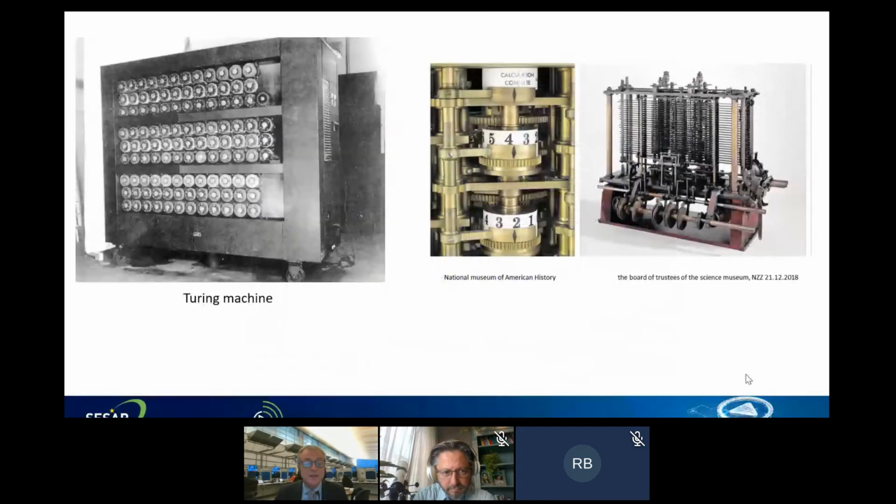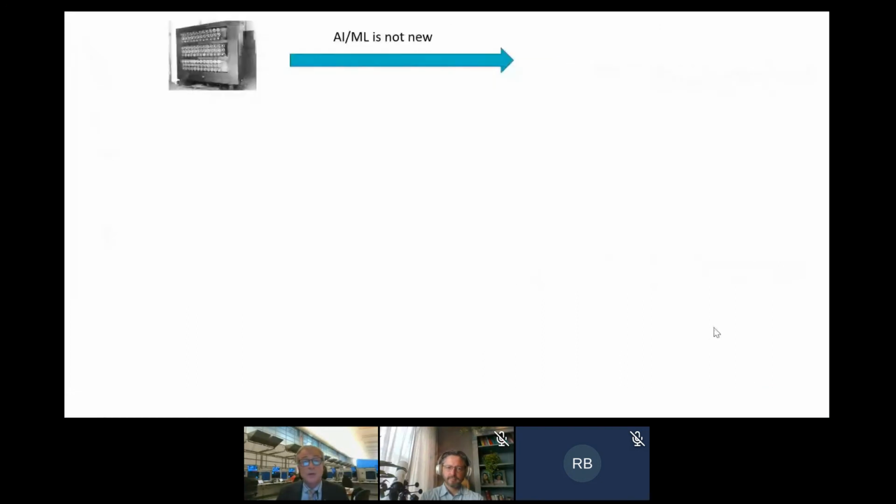So automation is not old if you look on a time span, but it exists for quite some time. I'm here showing some of the first computers, but also the Turing machine and so on. And it is very important to understand that we already have artificial intelligence and machine learning in the system.